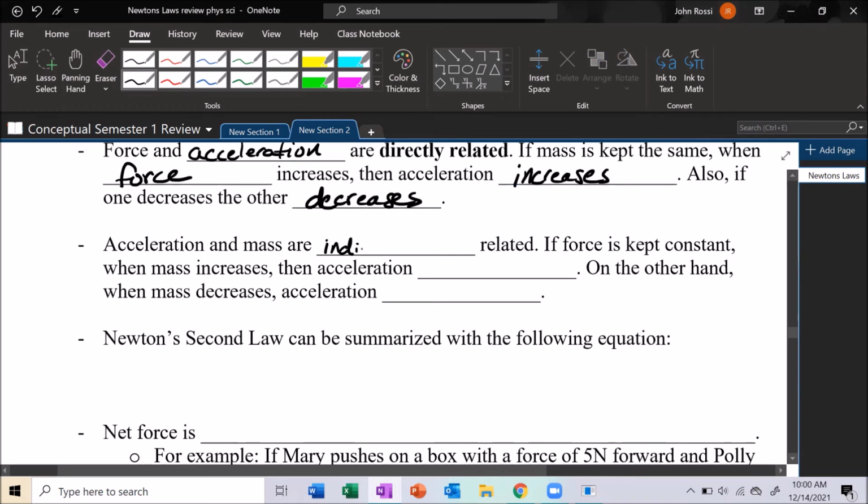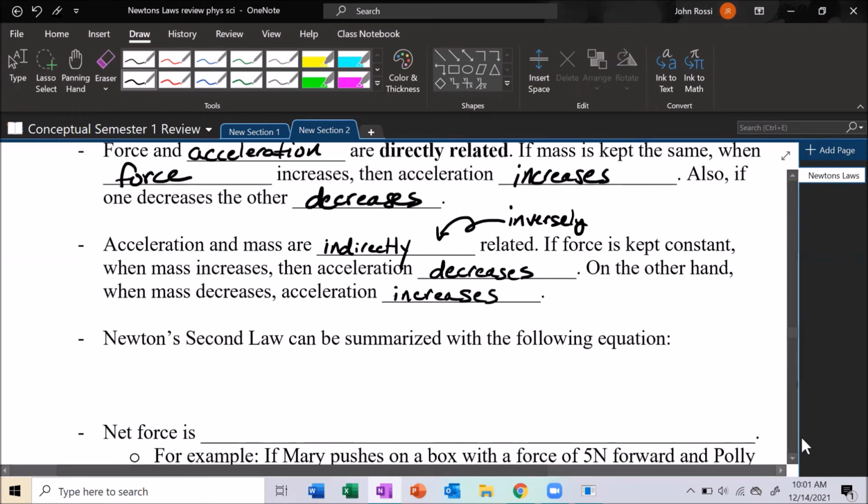And so what we could say is the relationship between acceleration and mass is an indirect relationship. You might hear it also written as indirectly proportional. So if force is kept constant and you increase the mass, then the acceleration would actually decrease, or you would halve it, right? If you doubled the mass, you would halve the acceleration. So mass goes up, acceleration goes down. Now, on the other hand, if mass decreases, acceleration goes up. So something with a smaller mass will accelerate easier, is what that's saying.